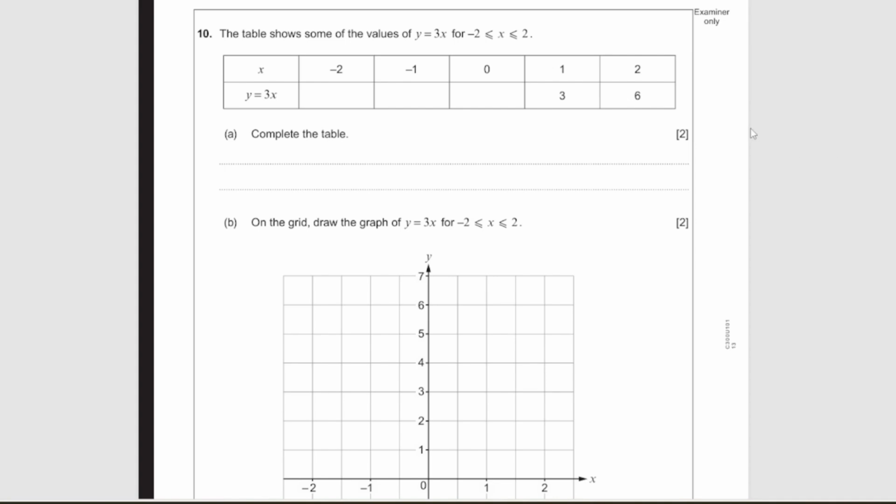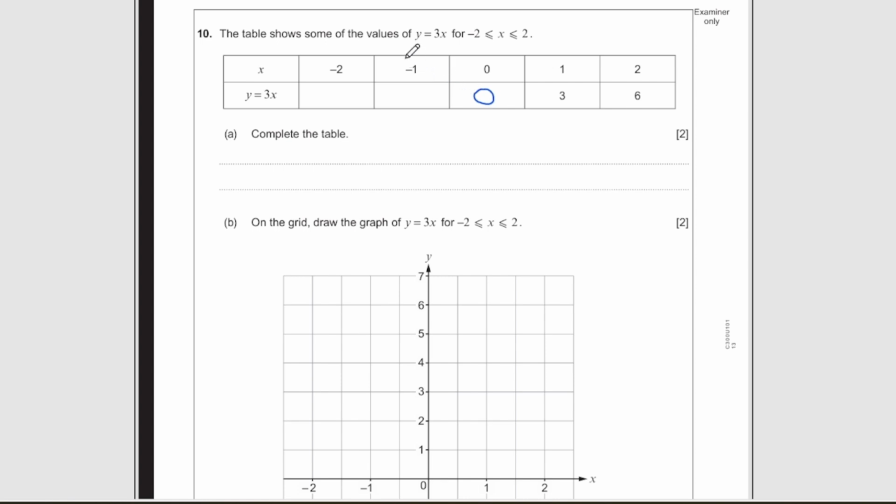Question 10. The table shows some of the values of y equals 3x for -2 to 2. Complete the table. All we need to do here is substitute the value of x into the equation. So for example, when x is 1, 3 times 1 is 3, so y equals 3. When x equals 2, 3 times 2 is 6, so y equals 6. For 0, 3 times 0 is 0, so y equals 0.